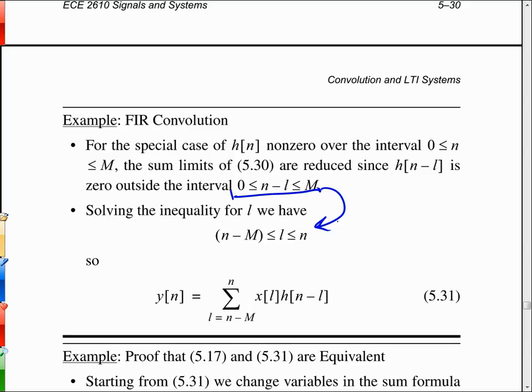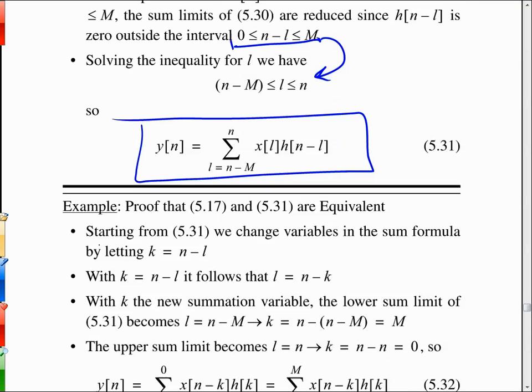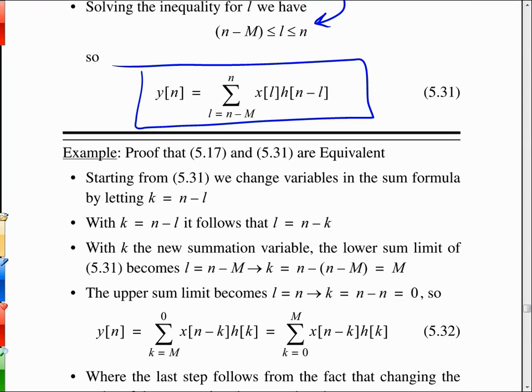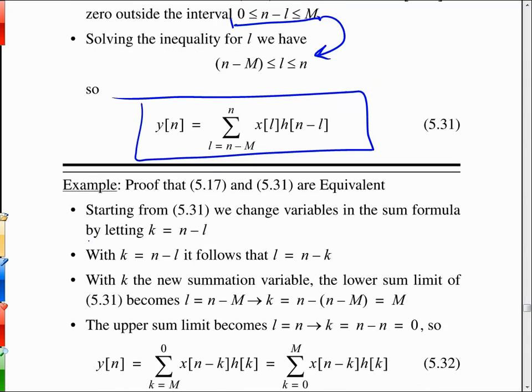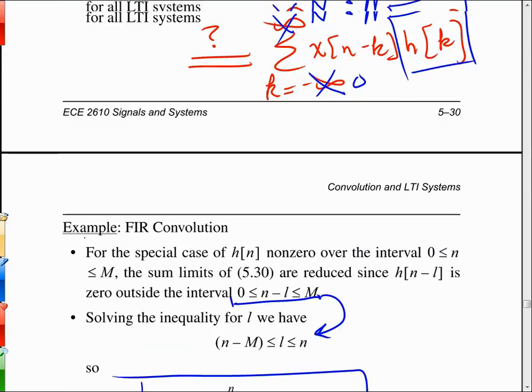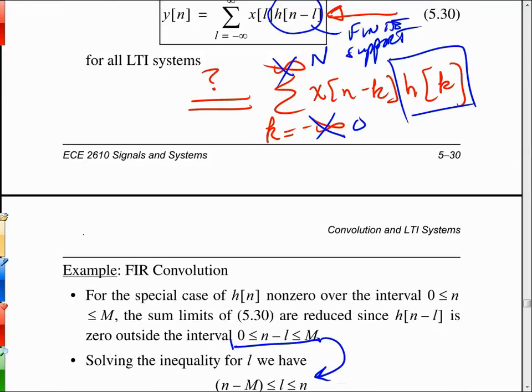So that modifies for the FIR filter that first convolution expression. And now we can just do a change of variables in this convolution sum of 531 to get it to look like this formula right here. That changes back to an M.